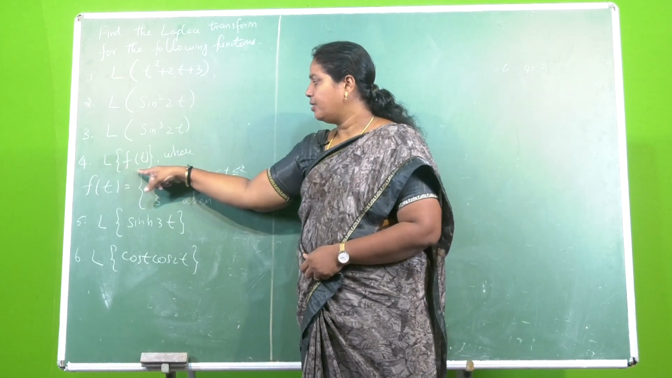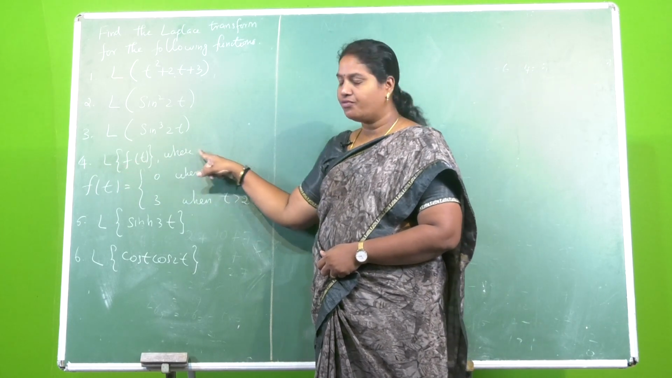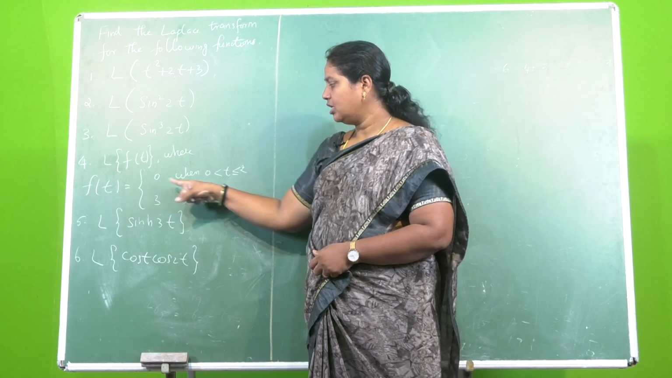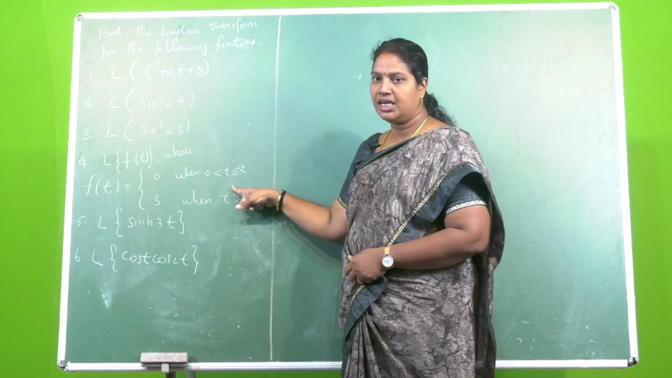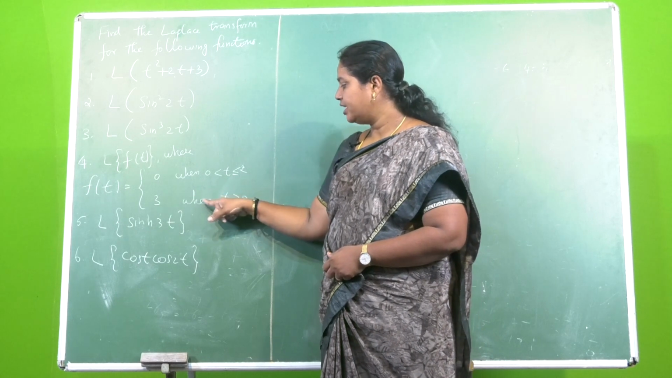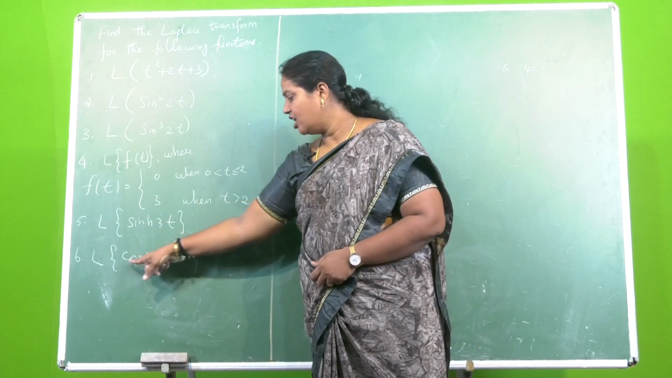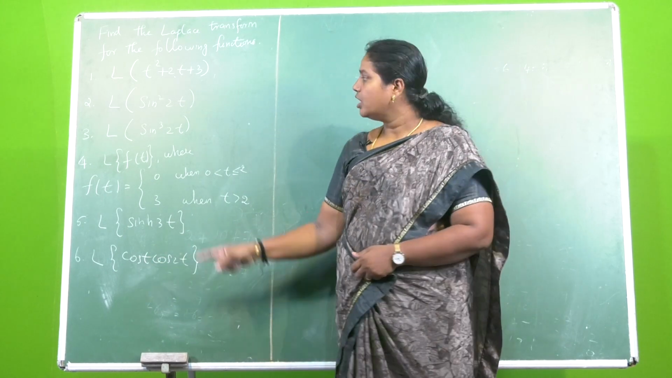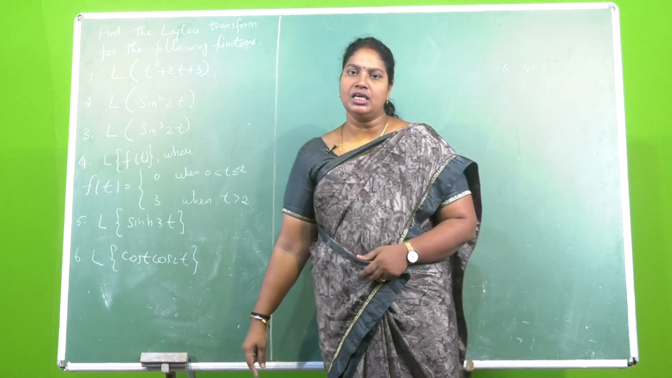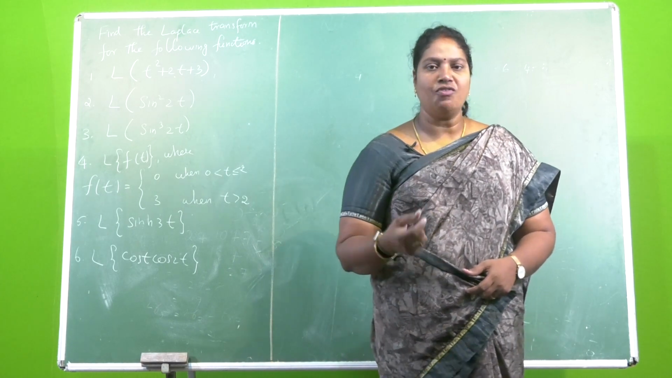Fourth one, Laplace transform of a function f of t, where f of t is a function defined by 0 when 0 less than t less than or equal to 2, 3 when t greater than 2. And L of sin h 3t. Sixth one, L of cos t and cos 2t. We are going to solve these problems using Laplace transforms of standard functions.